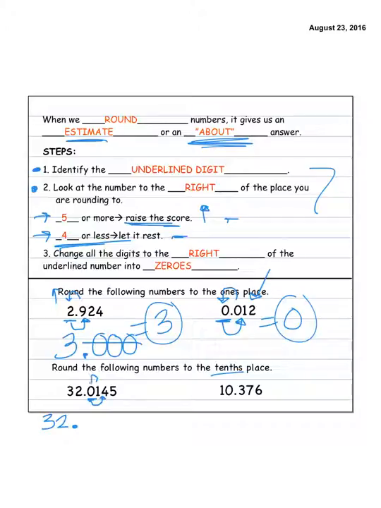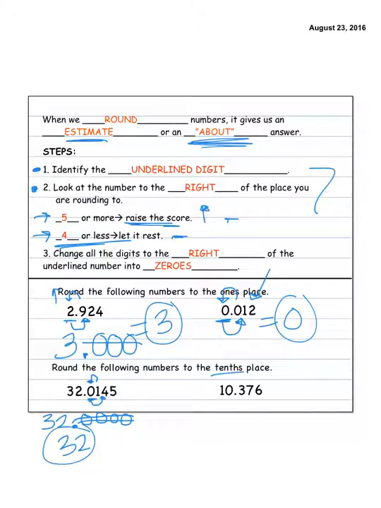So I go back to the number I'm rounding to, and I'm going to keep it the same. And then everything else turns to zeros. Because there's nothing after any of these zeros, meaning there's no numbers after these zeros, after the decimal, this is just going to be a 32.